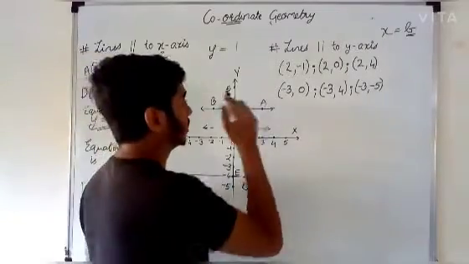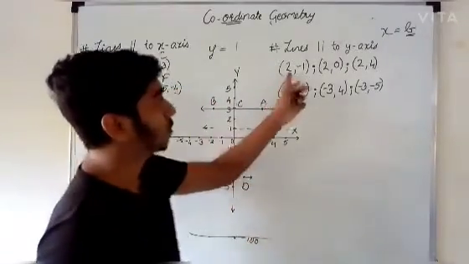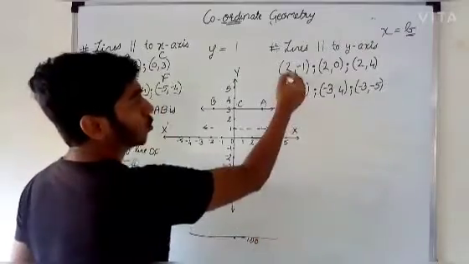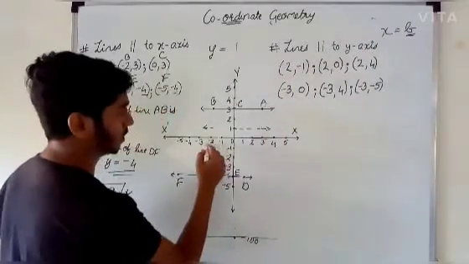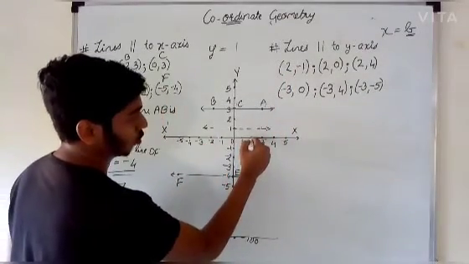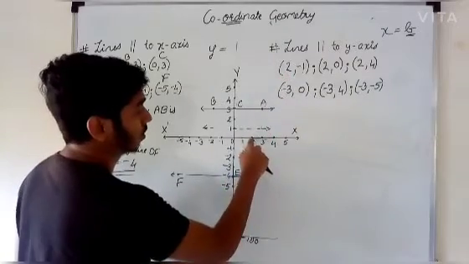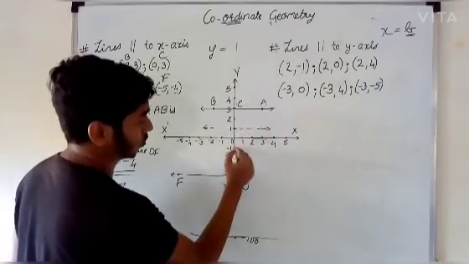Okay, so let's see. Now let's plot these points. So 2, -1. So where is it? 2. So 2, x is 2, y is -1. So here.